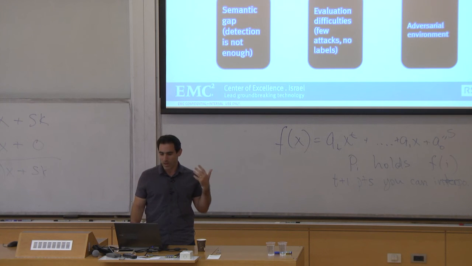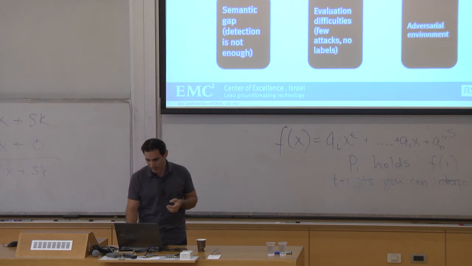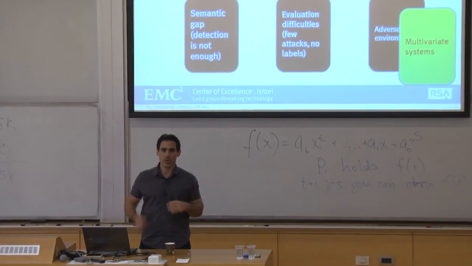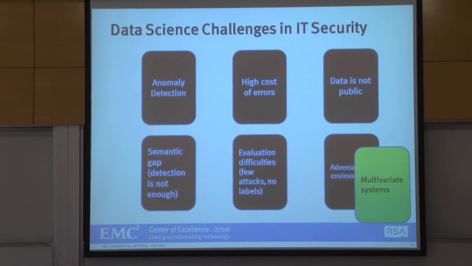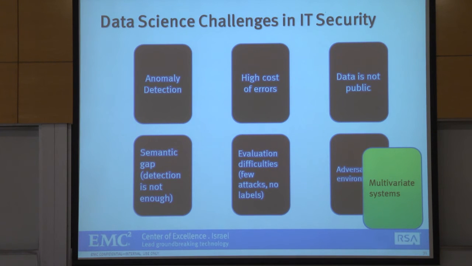So how come we do machine learning for IT security? We have ways to handle these challenges. And when we look at the adversarial environment, we try to build multivariate systems. I mentioned that humans are very bad when handling a lot of features. We can handle 7, 8, 9 features. We can't really handle 100 and more features. So if you build multivariate models, then it will make it hard for the attacker to understand what the system is doing and how to adapt to it.